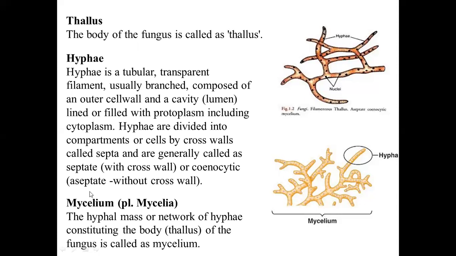Now about the mycelium. The hyphal mass or a network of the hypha constituting the body, that is the thallus of the fungus, is called a mycelium. It's a complete network of the hypha constituting the major body of that particular fungus, that is the thallus, and having a networking position of that particular hypha, then it is known to be the mycelium. So this is about the thallus, the total body of the fungus. A single hypha may be coenocytic or septate, having a single nucleus or multiple nuclei.